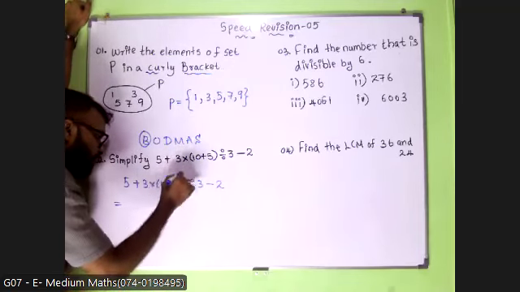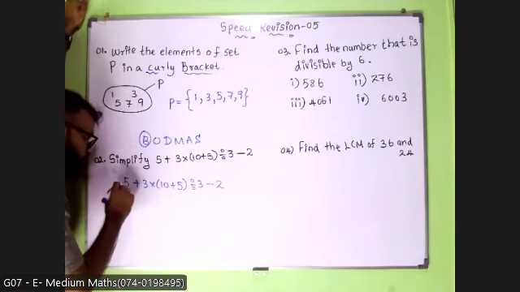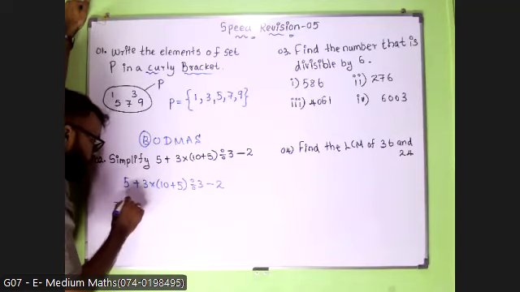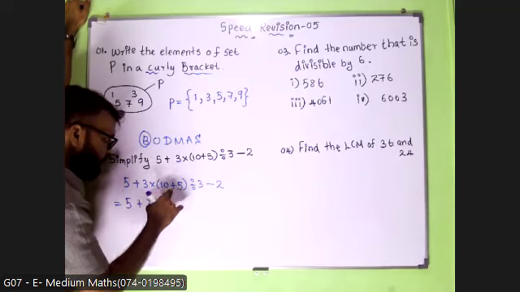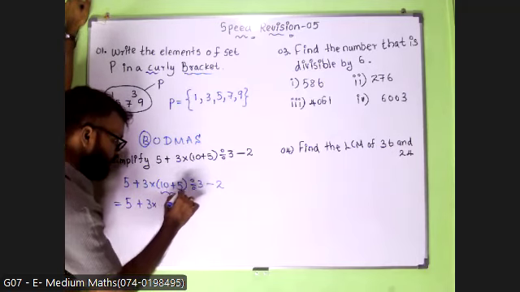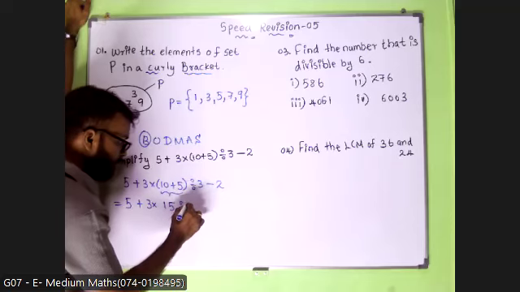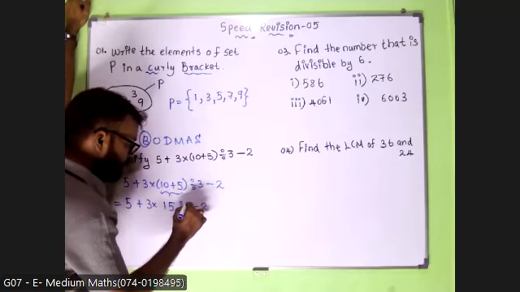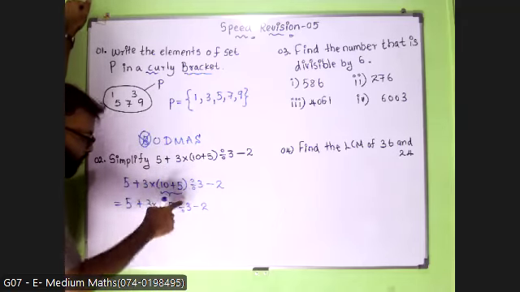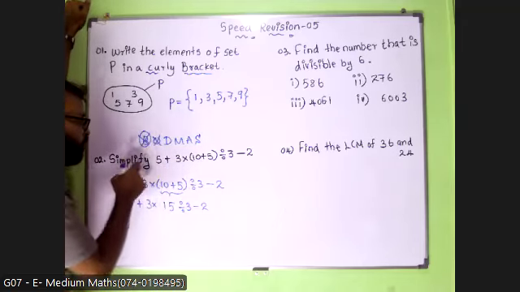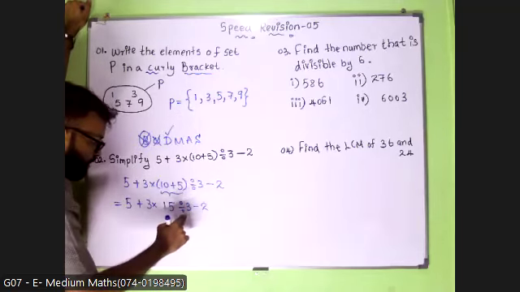I am going to simplify inside the bracket because I need to remove the bracket. I am not going to do anything else. Here I have 5 plus 3 times my bracket, 10 plus 5, which will give me 15. Divided by 3 minus 2. Step by step you have to do. So the bracket is okay now. Do you have of? No, you don't have of.